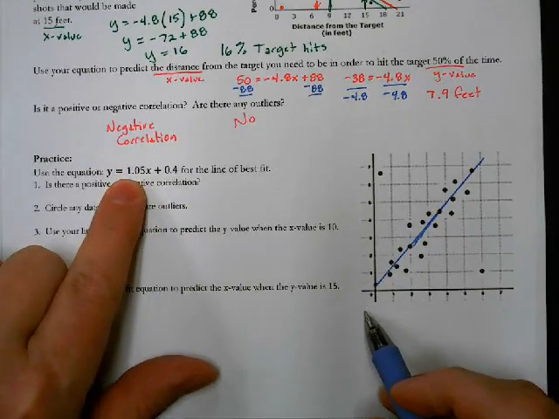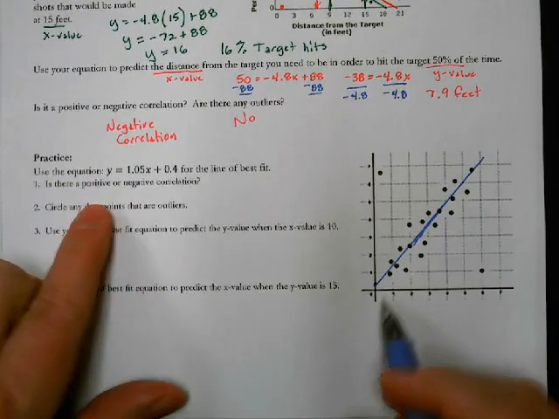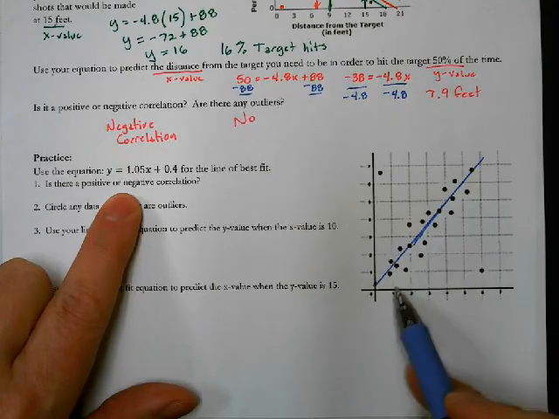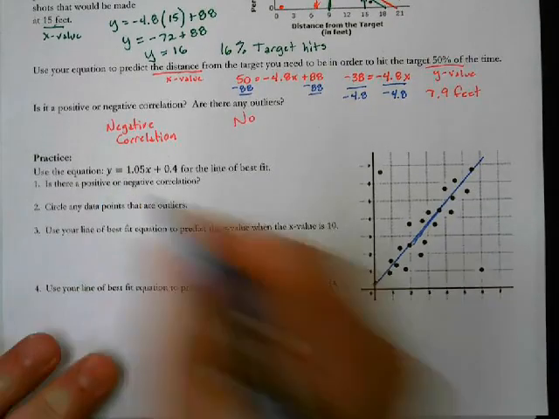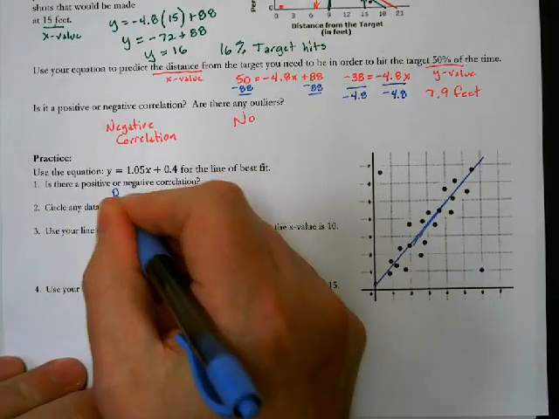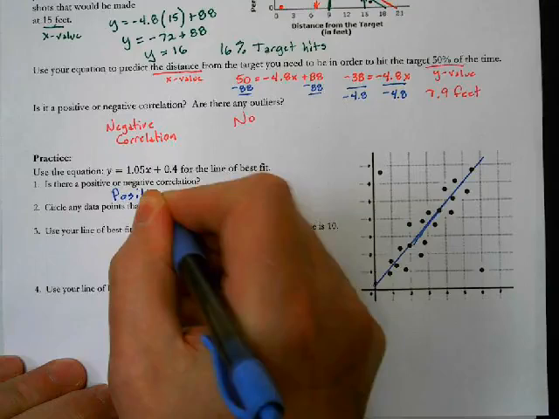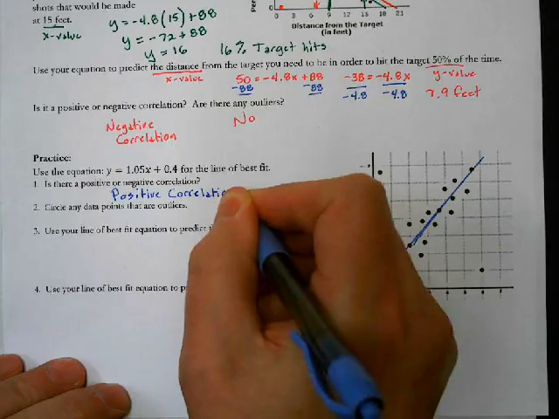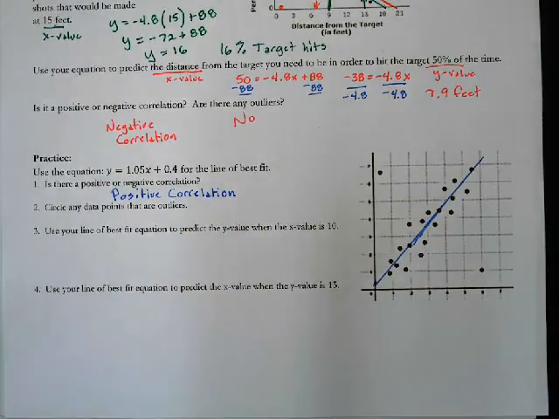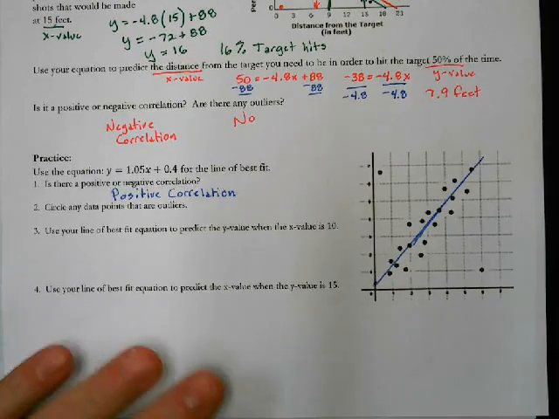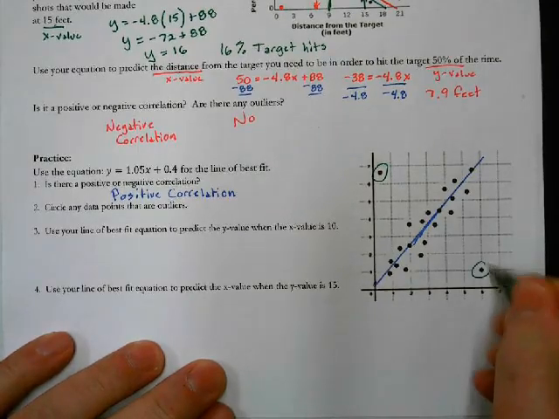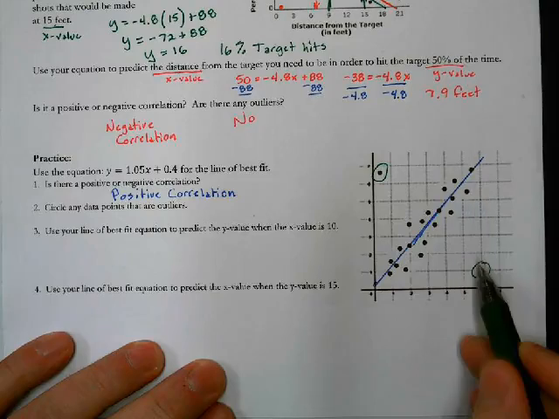Sounds great. Is there a positive or negative correlation? As the x is increasing, is the y going up as well? Yes, it is. So this would be a positive correlation. Number 2, circle any points that are outliers. We definitely have 2 outliers. This one is way too big. This one is way too small, comparing our y values. So we would consider those outliers.